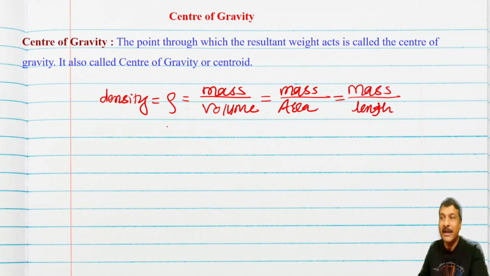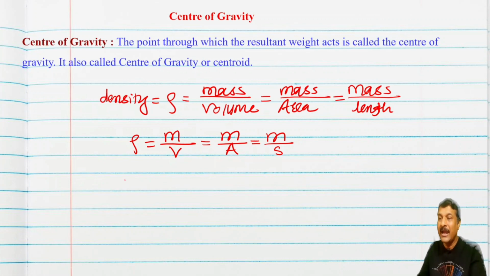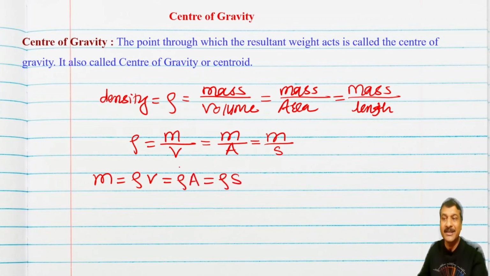Note that, length. And that is why rho equals mass upon volume, or dm upon volume. In 2 dimensions, meaning in a plane, mass upon area. And along the line, mass upon length. Length means s, we are denoting it by s. And that is why mass equals rho v, or rho A, or rho s. S means length, A means area, V means volume. So whether it is along the line, in a plane or in 3 dimensions, it depends on that which formula we have to use for mass.